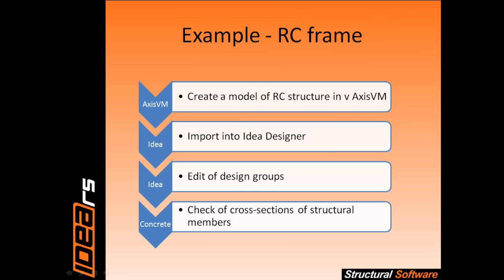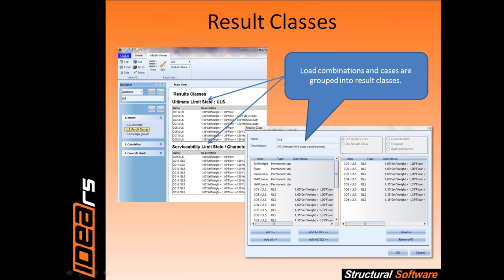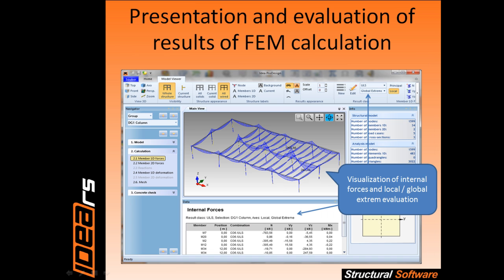The whole process can be illustrated on the example of RC structure. The structure includes columns, beams and floor slabs. The first important step is to set the result classes for the check. Structural engineer can merge load combinations or load cases into classes, which are then used for individual checks. The calculated internal forces can be reviewed on the entire structure or in the selected parts only.